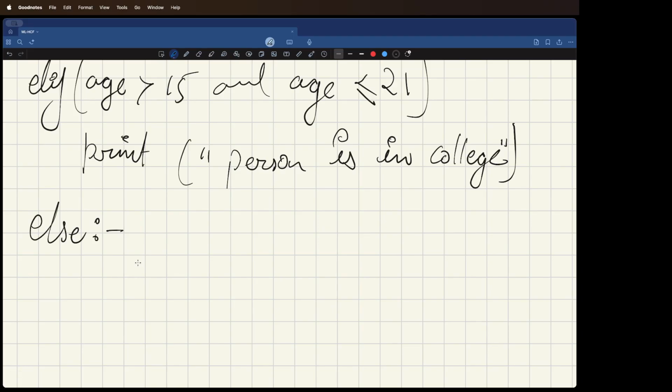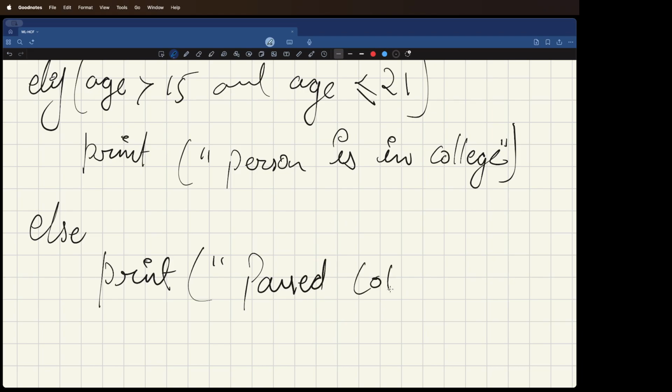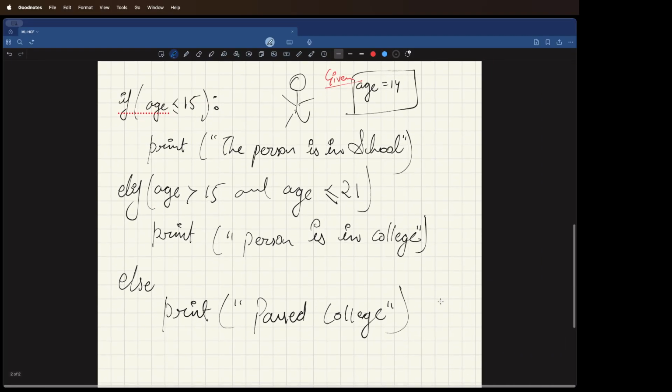Else, print past college. So we have three conditions. If age is less than or equal to 15, print the person is in school. If age is between 15 and 21, the person is in college. And the last condition is that if both of them don't satisfy, then the third condition will be taken: else print passed from college.